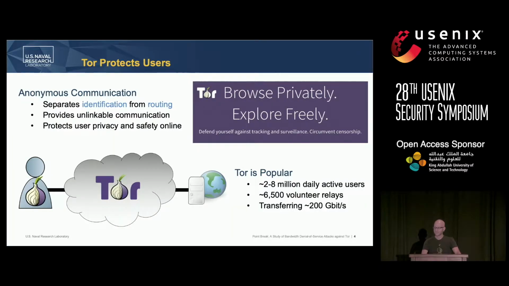So anonymous communication separates identification from routing. This is a system that provides unlinkable communication between a client and where they're visiting on the internet. Anonymous communication systems protect user privacy and safety online. Tor is the most popular anonymous communication system with between 2 and 8 million daily active users. It has 6,500 volunteer relays that transfer a total of 200 gigabits per second in aggregate.